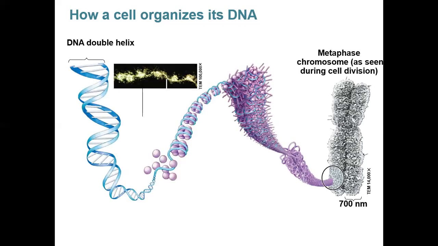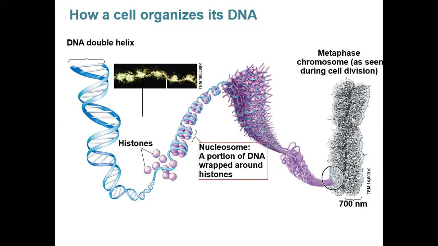First, it wraps the DNA tightly around these little proteins, 8 of these little proteins. They're called histones. And the resulting structure is called a nucleosome. And if you were to look at the piece of DNA through a very, very powerful microscope at this stage, it would look like beads on a string. Each individual bead is a nucleosome.